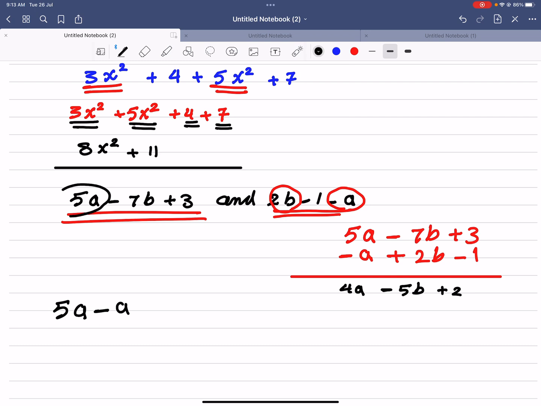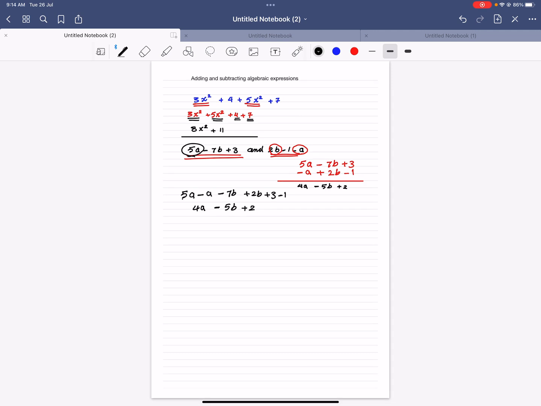All I have to do is bring the a with its negative sign next to it, then negative 7b plus 2b, plus 3 minus 1, and it will give the same result. We know the coefficient here is 1, but we don't write it when it is 1. It will be 4a, negative 7 plus 2 will be negative 5b, and 3 minus 1 will be 2, and you ended up with the same answer.